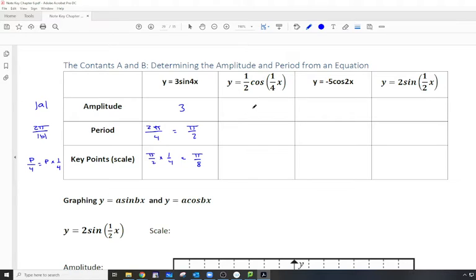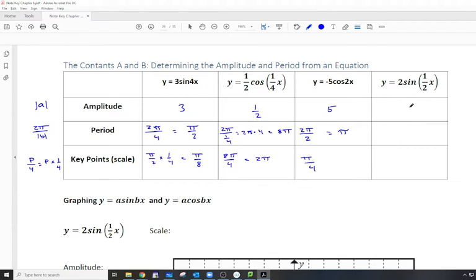Okay, so for this one, the amplitude is 1/2. The period is 2 pi divided by a quarter, which is the same as 2 pi times 4, which is 8 pi. If my period is 8 pi and I need to fit in 4 key points, then my key points are going to happen every 2 pi. That'd be a very stretched out graph. Okay, the next one, the amplitude is the absolute value of A. So the absolute value of -5 is just 5. The period would be 2 pi divided by B, which is 2, which would leave me with a period of pi, which means my key points would have to happen every pi by 4.